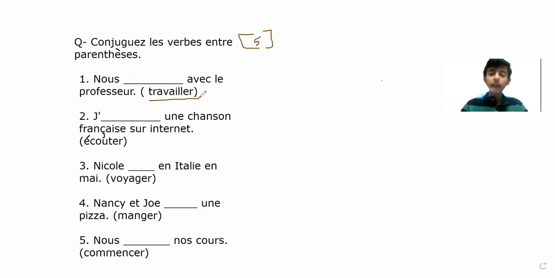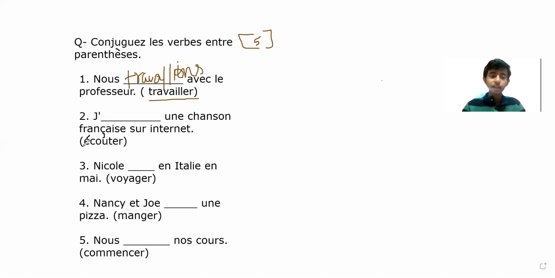Travailler. What do we do? Tell me, write down in the chat right now, if you know the answer. Yes, your time's up, and the answer is travaillons. It is going to be travaillons because it is nous form, and we know we add ONS to it. Nous travaillons avec le professeur. We work with the professor.